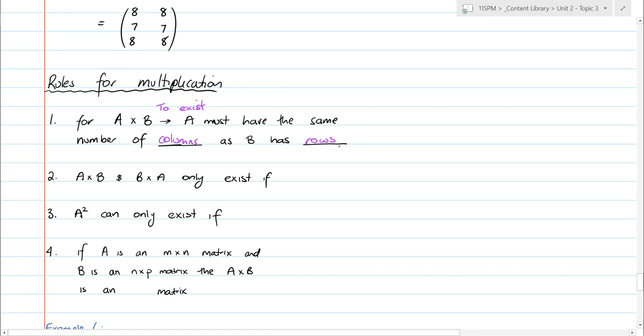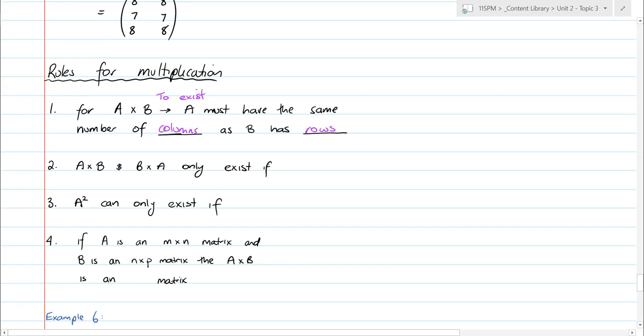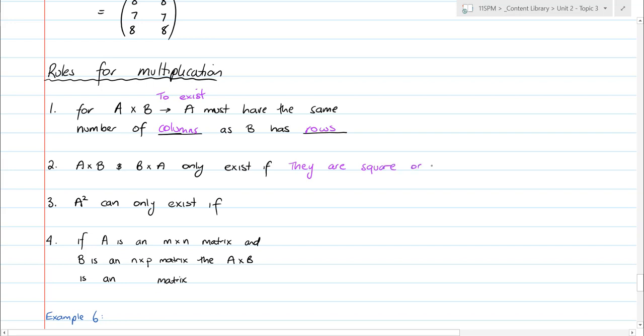Have I written that down somewhere? I don't think I have. If A is an n by m matrix, B is an n by p. Yeah, that's question part 4. A times B and B times A only exist if what? If they are the same. B is the identity matrix. So if they are square or inverted dimension.